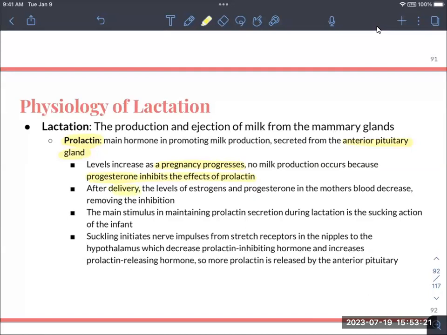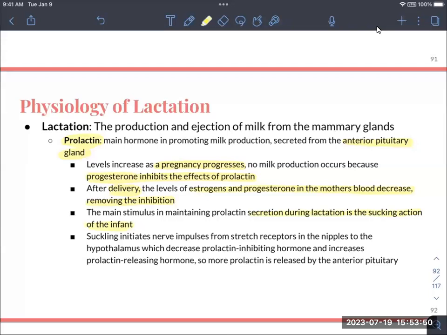So after delivery, estrogen and progesterone levels start to decrease. It releases that inhibition, causing prolactin to allow the secretion and lactation to actually happen. The sucking action of the infant also helps to stimulate lactation to occur.